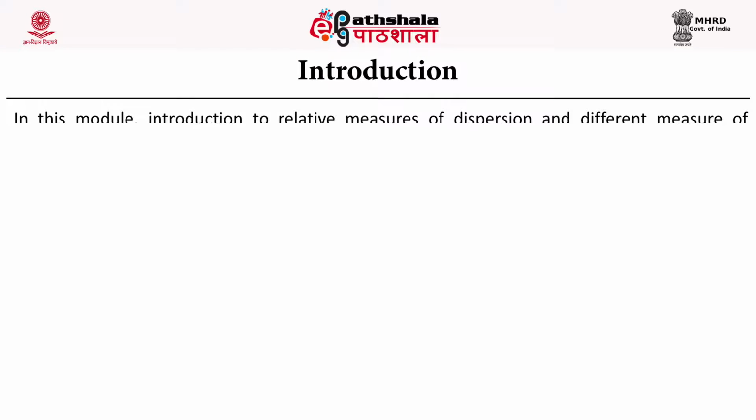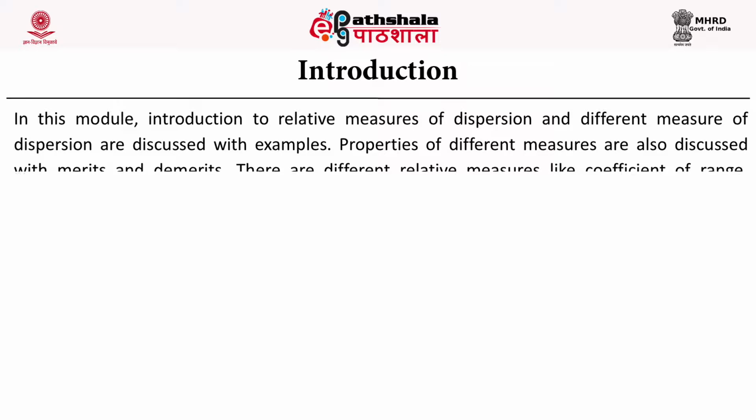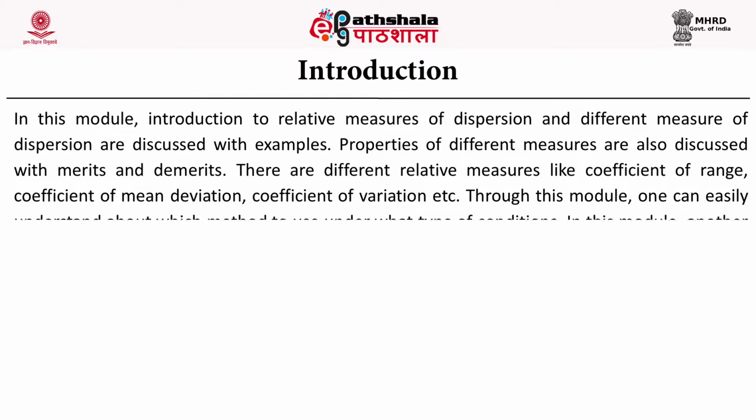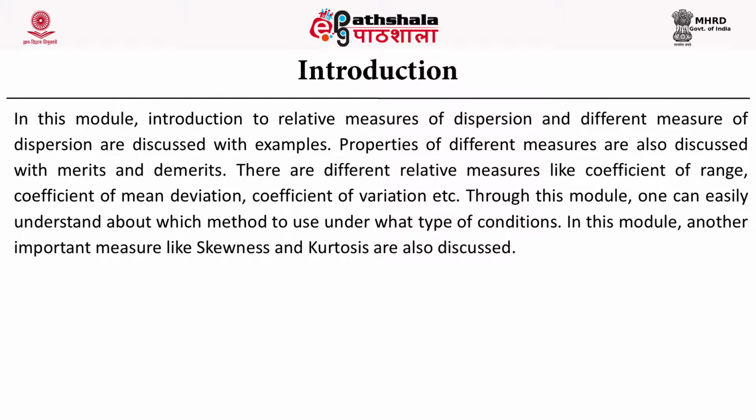In this module, introduction to relative measure of dispersion and different measures of dispersion are discussed with examples. Properties of different measures are also discussed with merits and demerits. There are different relative measures like coefficient of range, coefficient of mean deviation, coefficient of variation, etc. Through this module one can easily understand which method to use under what type of condition. In this module, other important measures like skewness and kurtosis are also discussed.